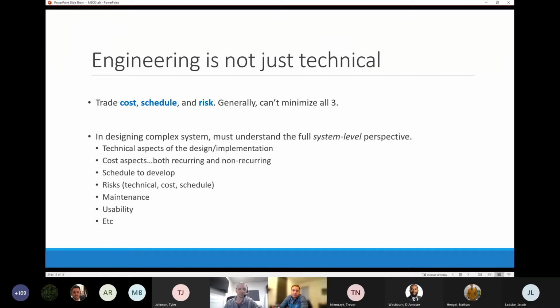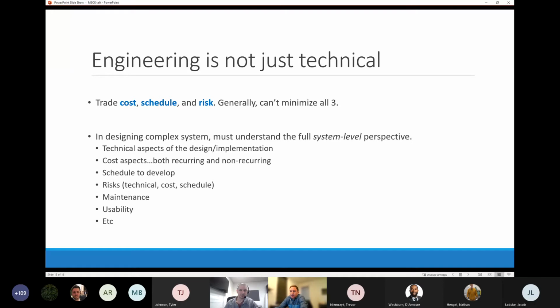So there's the technical aspects, there's the cost aspects. Cost you can break out into what's called recurring and non-recurring. So recurring would be, if you're going to build a thing multiple times, what are the fixed costs to build it over and over? Whereas non-recurring is the development costs that would go towards that product that you don't have to pay multiple times, but you pay really just once.